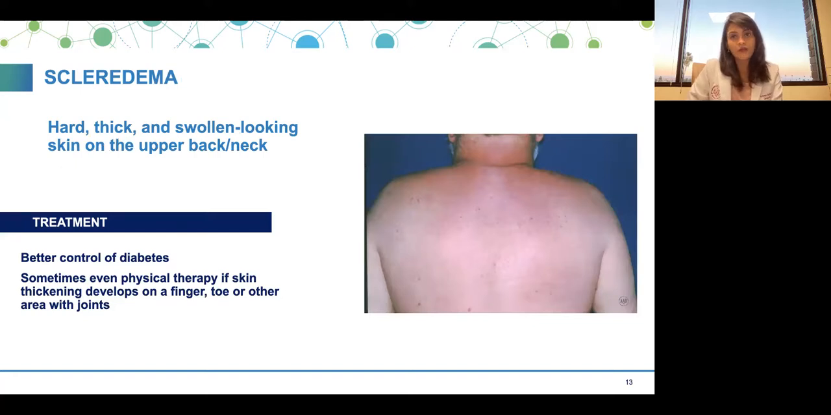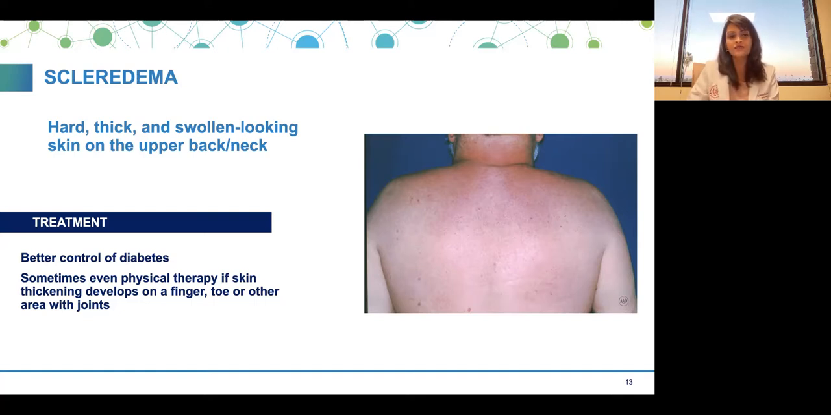Next condition I want to talk about is scleredema. This is when people present with very hard, thick, and swollen looking skin on the upper back or even the neck area. Treatment can be limited, but number one, again, is to take care of the diabetes and get the blood sugar under control. And then a lot of times it's just symptom management, getting the itching under control, if they are itchy. A lot of times it's not itchy.